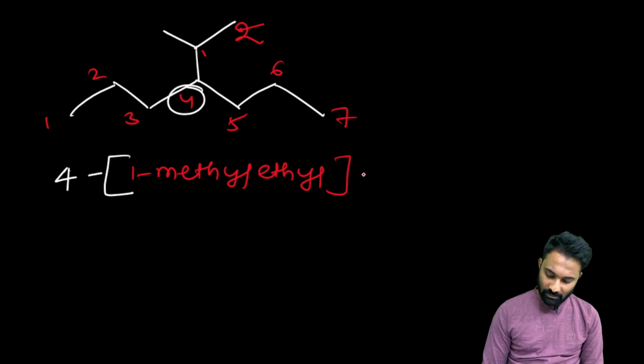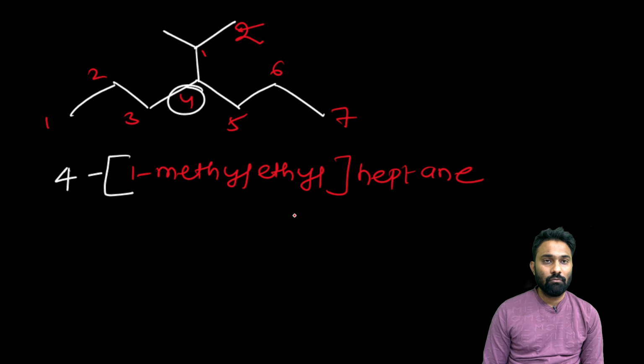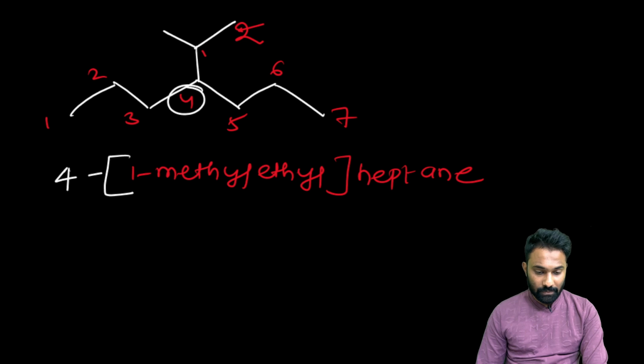Parent carbon chain 7, single bond, so heptane. 4, 1 comma 1 methyl, ethyl, heptane. 4, 1. Clear? Done.